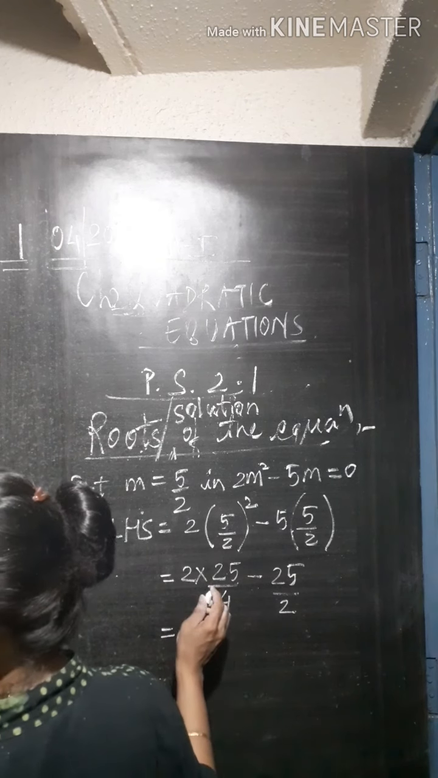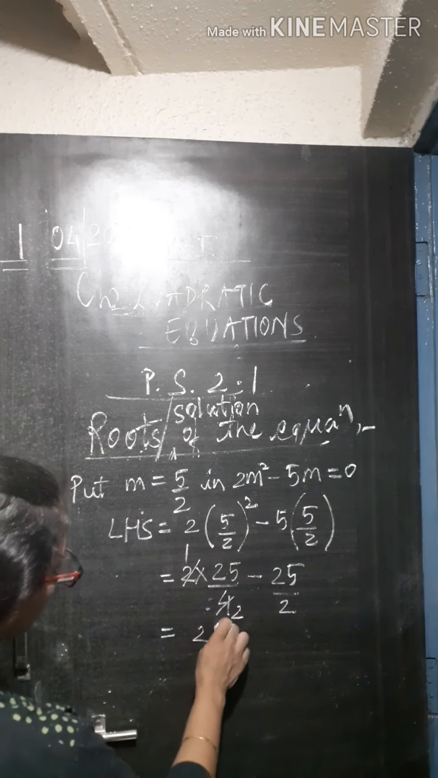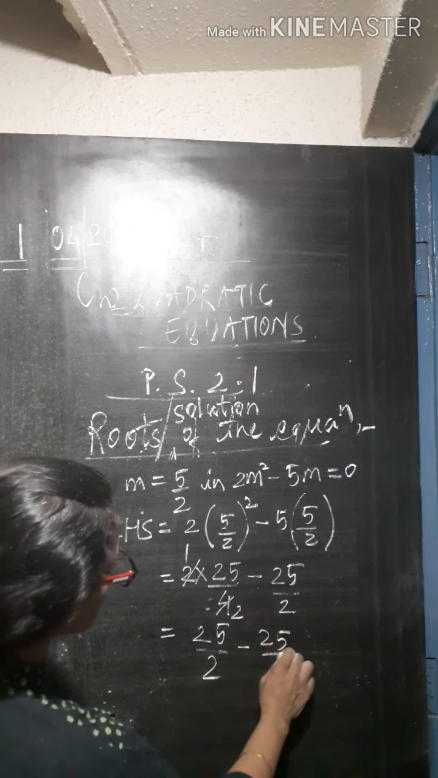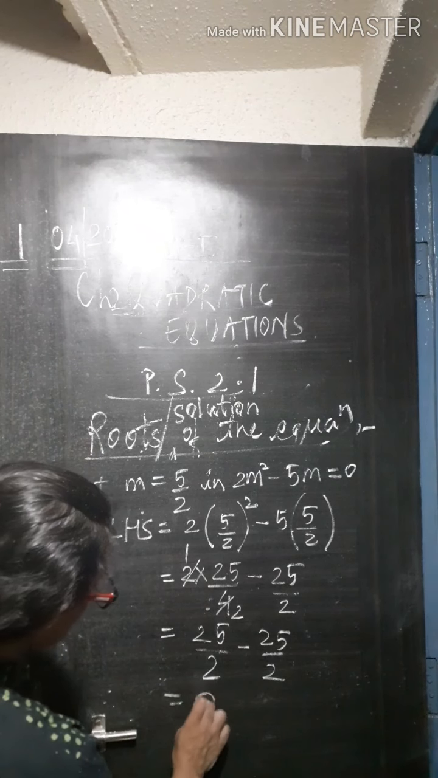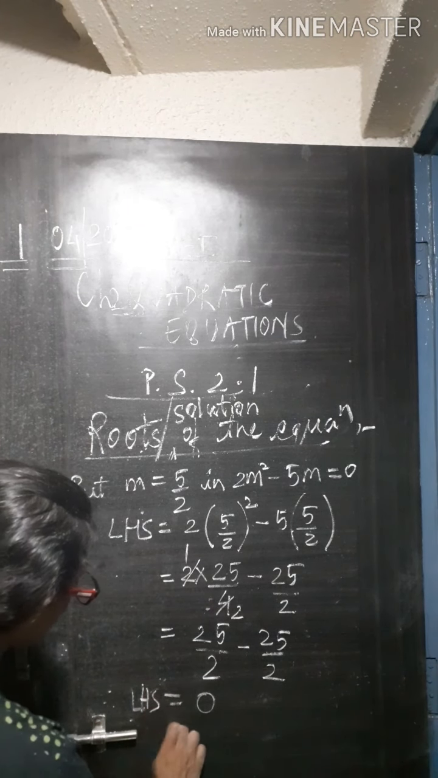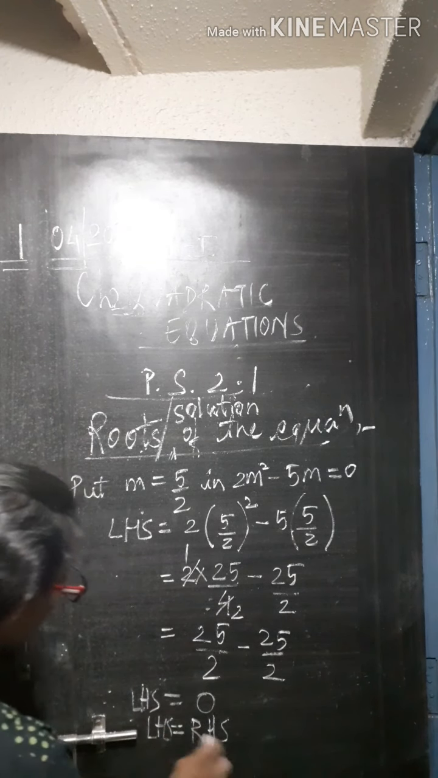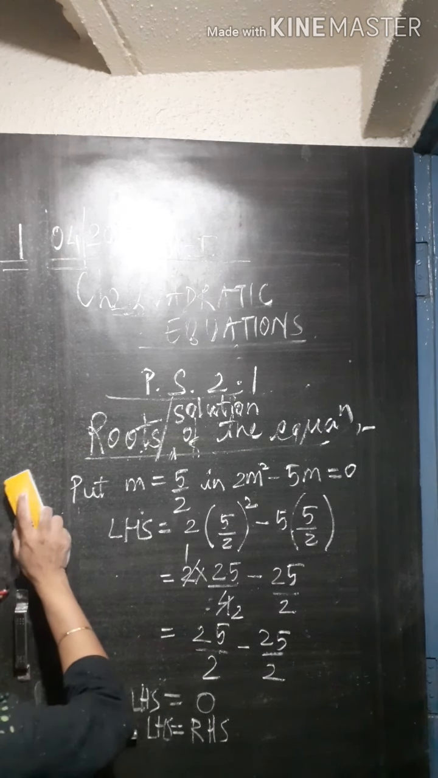Yes, 2 2s are 4. So it will become 25 upon 2, and this is minus 25 upon 2. 25 upon 2 minus 25 upon 2 will be what? 0. So left hand side is equal to 0, which is equal to right hand side. So again we say left hand side is going to be equal to right hand side over here. And what is the next condition I have supposed to write here?